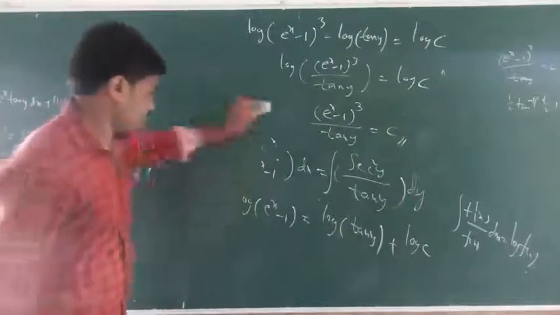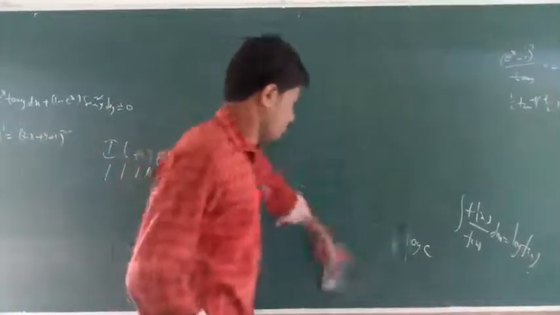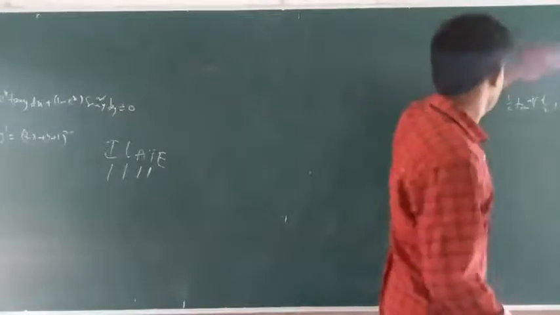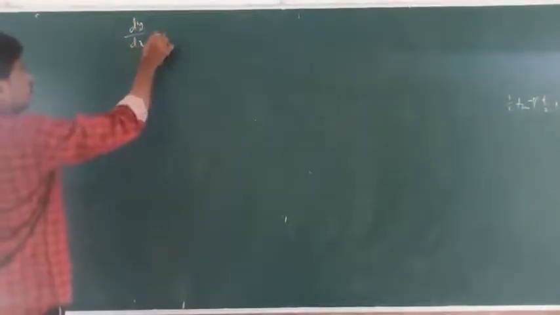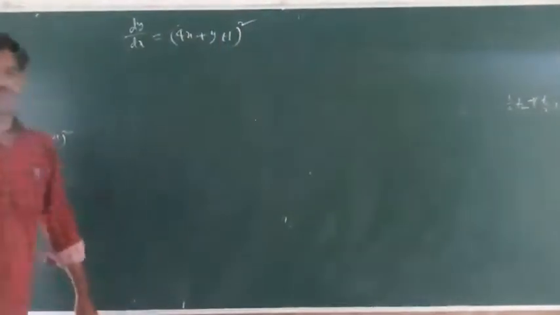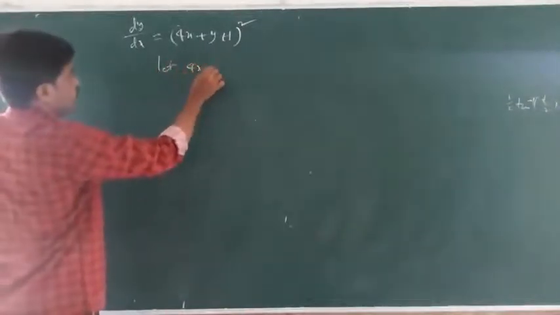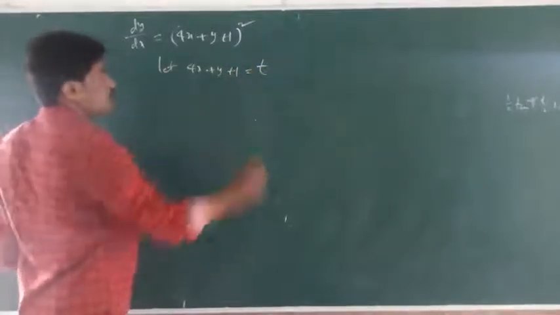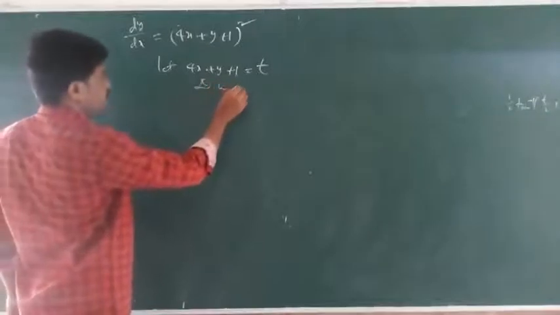Next, the last question: dy by dx is equal to (4x + y + 1) whole square. So here we can apply the substitution process. Let 4x + y + 1 be equal to t. So differentiating on both sides with respect to x.